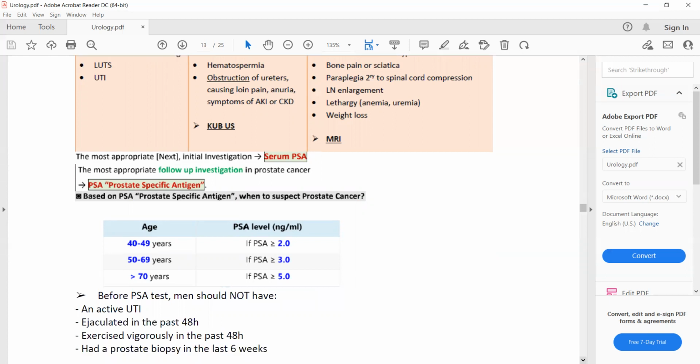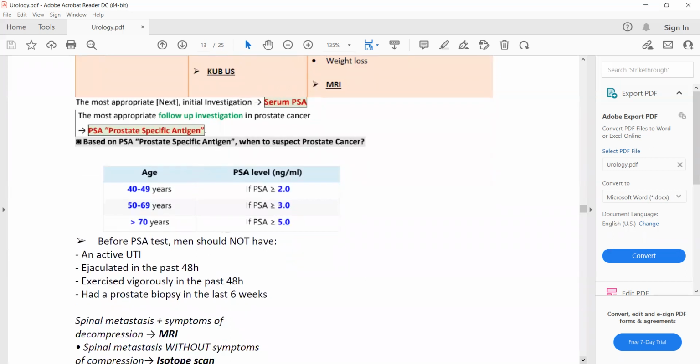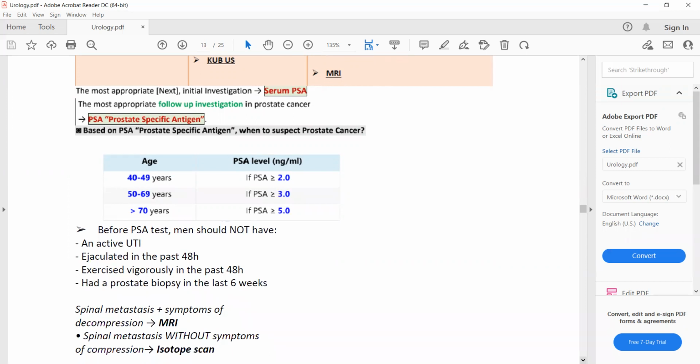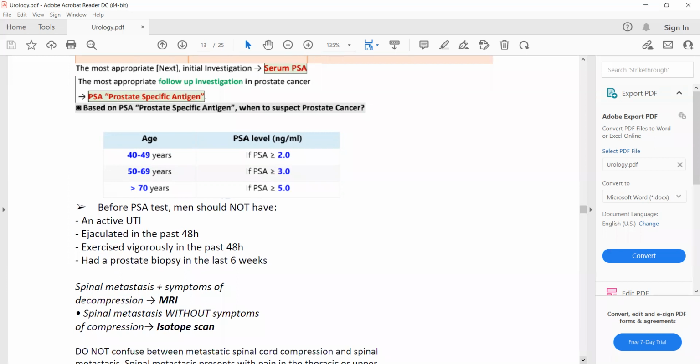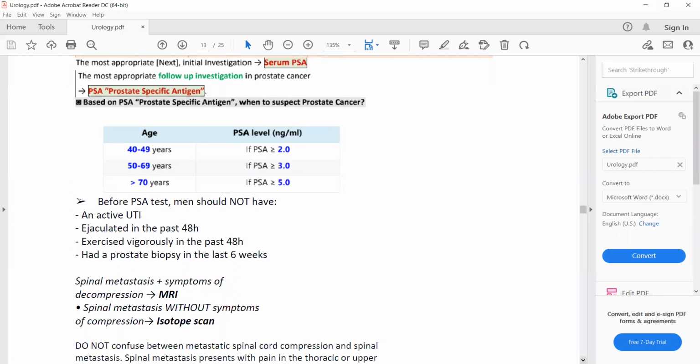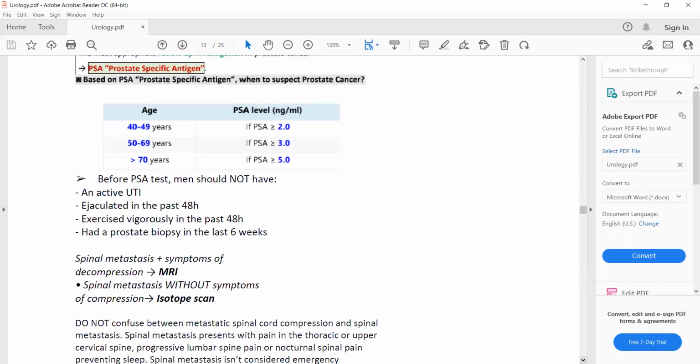Remember that before performing the PSA test, men should not have an active UTI, or ejaculated in the past 48 hours, or exercised vigorously in the past 48 hours, or had a prostate biopsy in the last 6 weeks. Because UTI, ejaculation, vigorous exercise and prostate biopsy can all raise PSA levels. And therefore, before doing a PSA test, you should make sure that none of them is present.